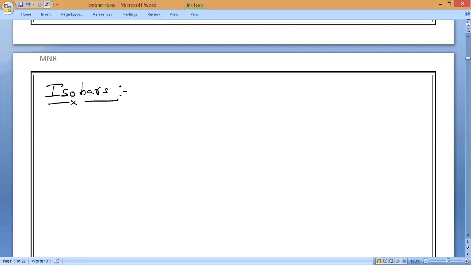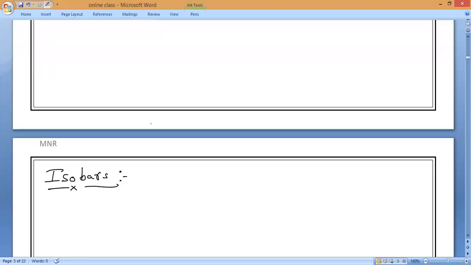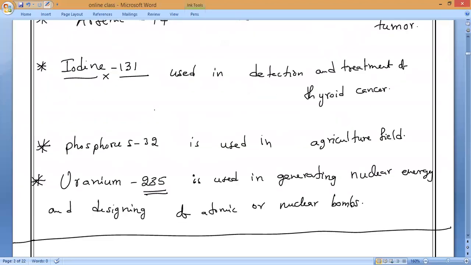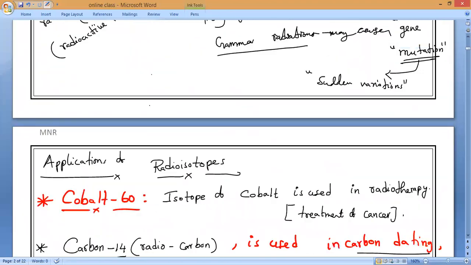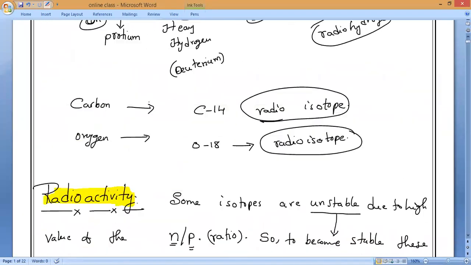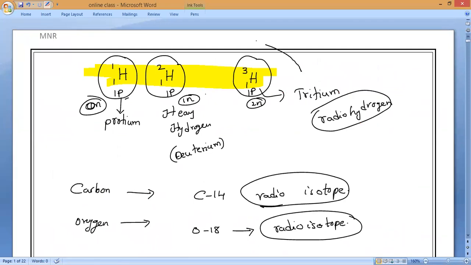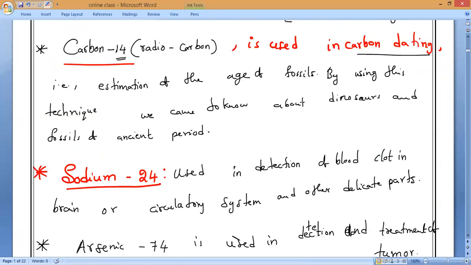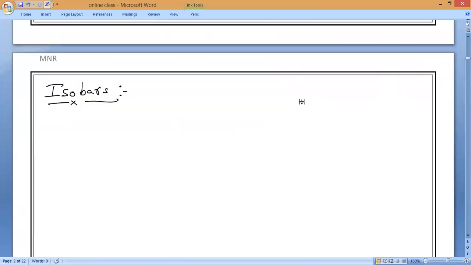Now let us come to the isobars. What do you mean by isobars? Remember, isotopes belong to the same element. But isobars are different elements which have the same mass number. That is what you have to remember. Okay, you may write.